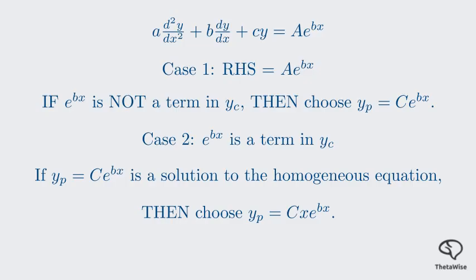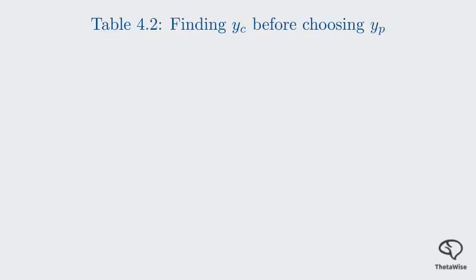Let's look at a table that demonstrates this rule with several examples. Here we have Table 4.2, which illustrates this principle. For each differential equation, we have its complementary function, yc, and the correct choice for its particular solution, yp. Let's break down the logic for each example. For the first equation, the complementary function is a e to the 4x plus b e to the negative x.